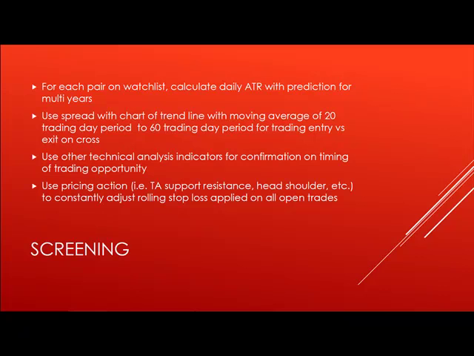Now, what we're trying to also do is screen. So for each pair on the watch list, we calculate the daily ATR with prediction for multi-years. We also use a spread on a chart with a trend line with a moving average of 20 trading days, which is really 30 days. And we also use a 60-day trading period for moving entry versus exit on the cross.